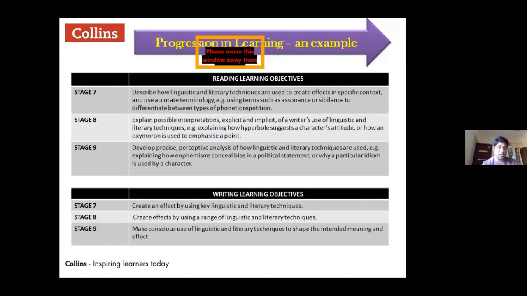And by stage 9, of course, we're dealing with a lot of writer's effects. So develop precise, perceptive analysis of how linguistic and literary techniques are used. Perceptive analysis, so you're analyzing. You're more on the analytical side, explaining how euphemisms conceal bias in a political statement. So you're giving them higher-order thinking text. Why is a particular idiom used by a character? What is the purpose? What is the objective? So see, these are the challenges. These things were not taught earlier in 1111. So probably you could start bridging that gap by incorporating all these elements bit by bit.